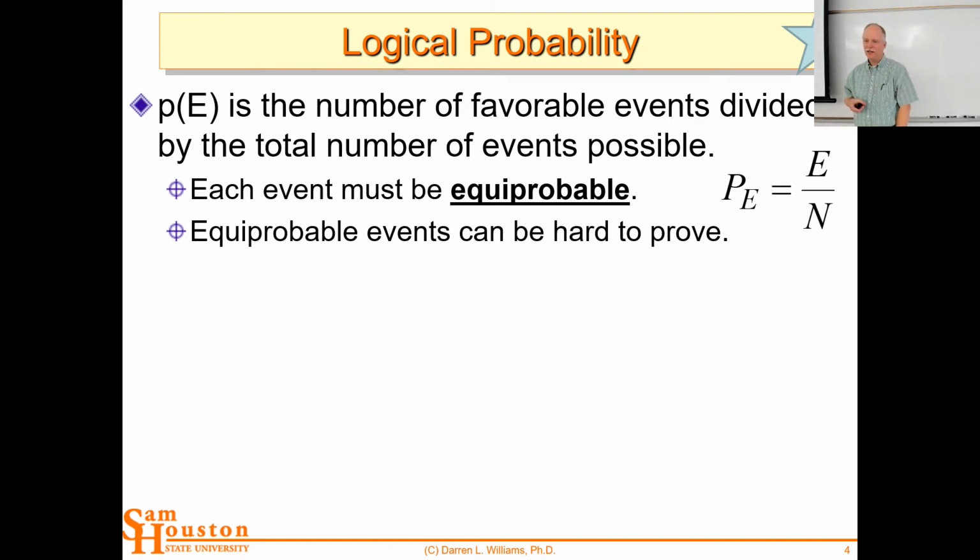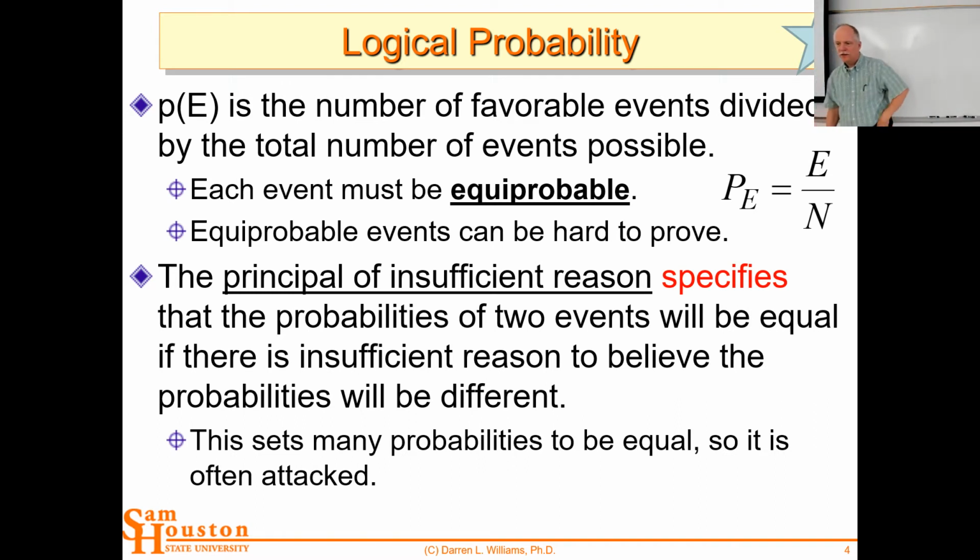So this is one of the foundational assumptions of probability theory, is that you have the law of insufficient reason. You have an insufficient reason to believe there's any preference to the outcomes. And so this law, or principle of insufficient reason, specifies the probabilities of 2 events will be equal if there's insufficient reason to believe the probabilities will be different. Notice how it's a statement. It specifies that they will be equal. So they're saying that the probability of getting a 1 or a 2 or a 3 are all equal in an unloaded die.